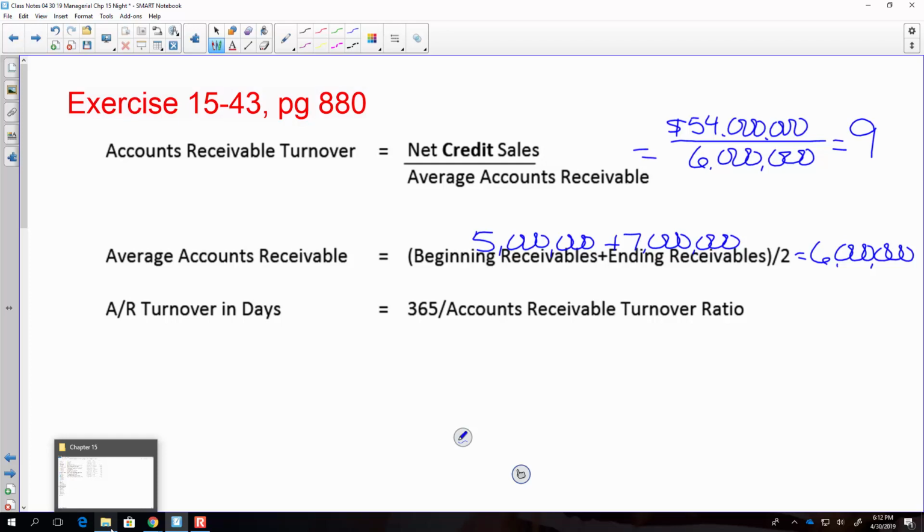Nine is our number of turns in a year. Not too bad, it's close to 12, right? Not quite 12, but close to 12. So we take our 365, divide it by 9, our turnover. How many days is that? It's got to be 40 something, right? I said 40-something also. 40.6. So not too terrible, actually. 40 is pretty good, even if your terms are 30.